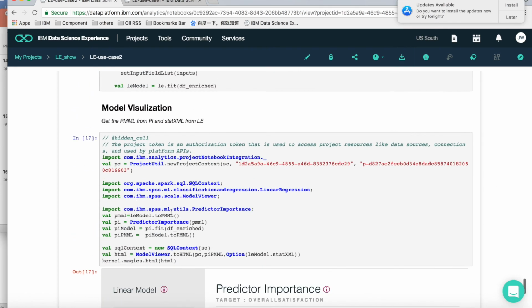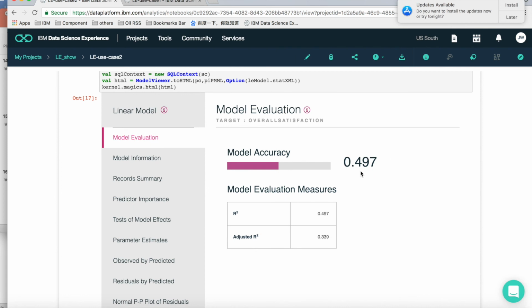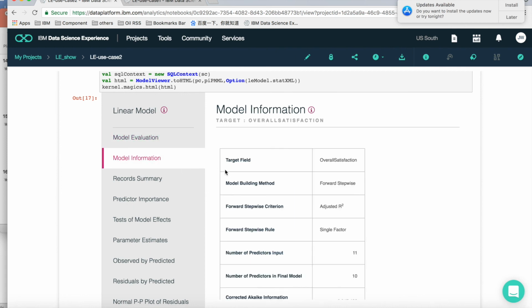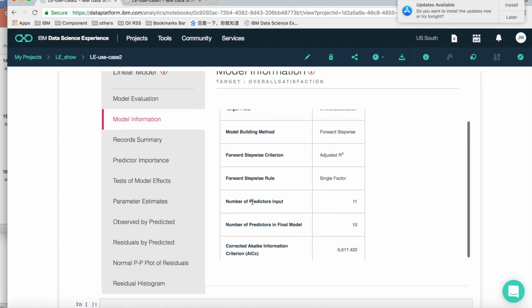Look at the model evaluation. The model accuracy is 50%. I think it's not good enough. More information: the target field is overall satisfaction, the model building method is forward stepwise, and he used 11 predictors, but in the end the model just used 10. The model filtered out one predictor because it thinks that field is not useful for this model.